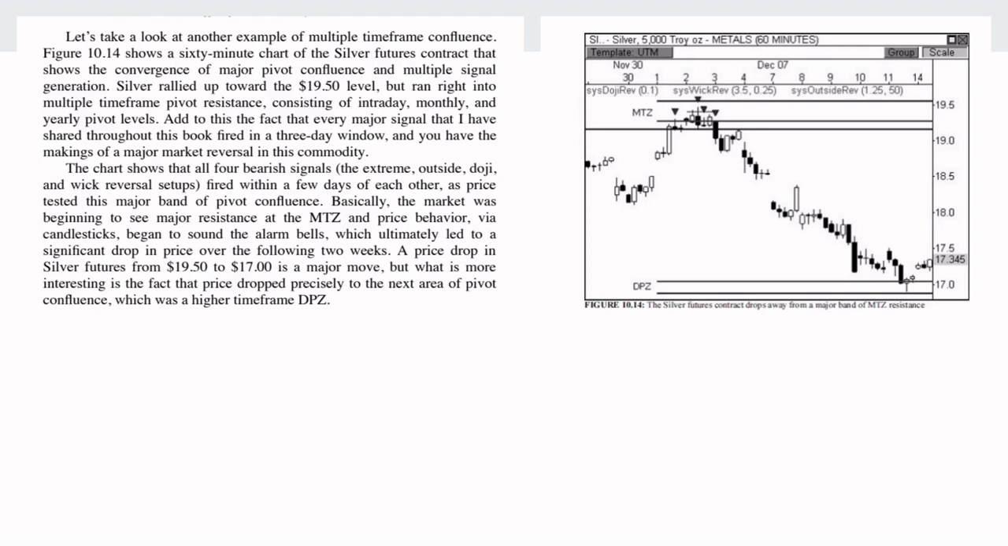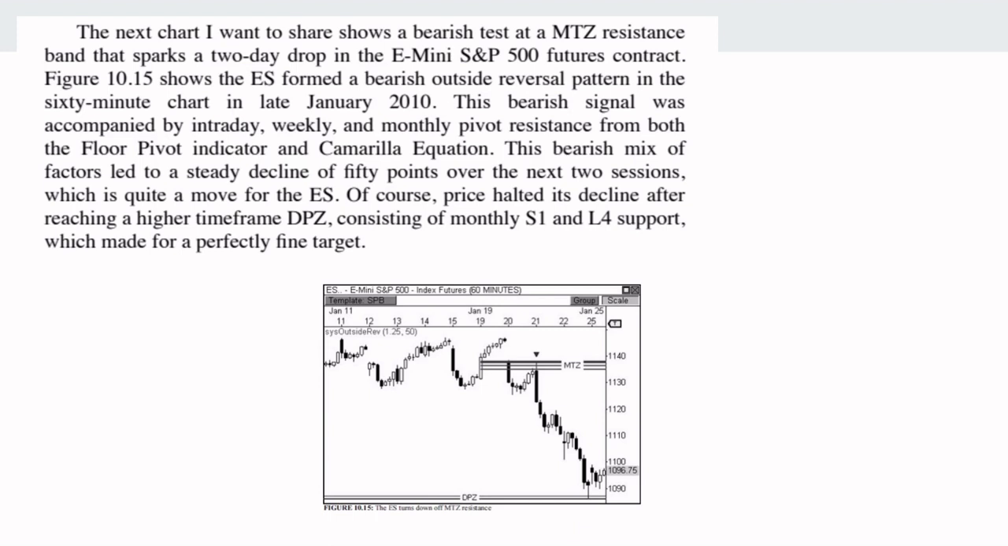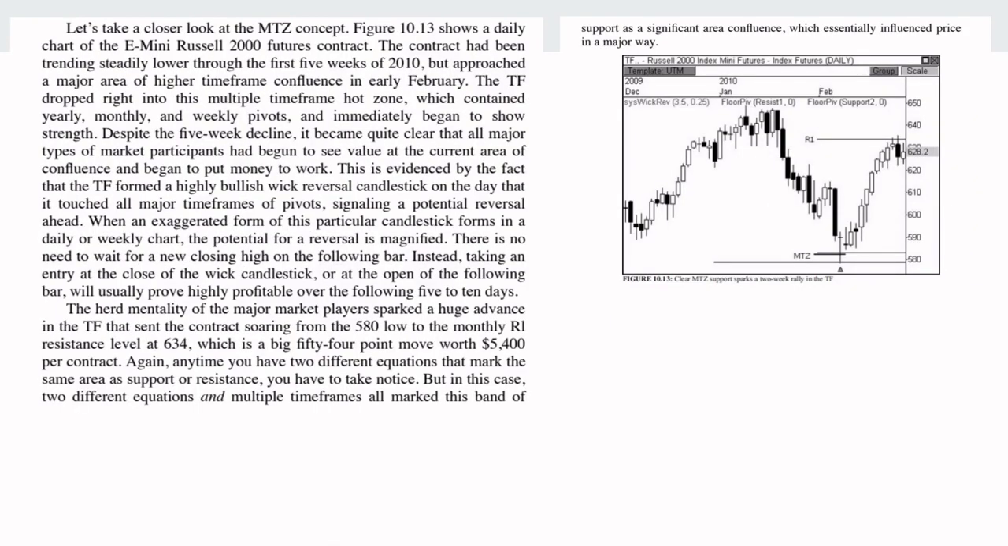Now let us see the last example which he is showing. The last example is on the S&P futures contract. This is again on 60 minutes. The first example was on the daily time frame. What he is also iterating here is that when he is using the daily time frame, we have to understand that intraday pivots are not lying in confluence. Only yearly, monthly and weekly pivots are lying in confluence.